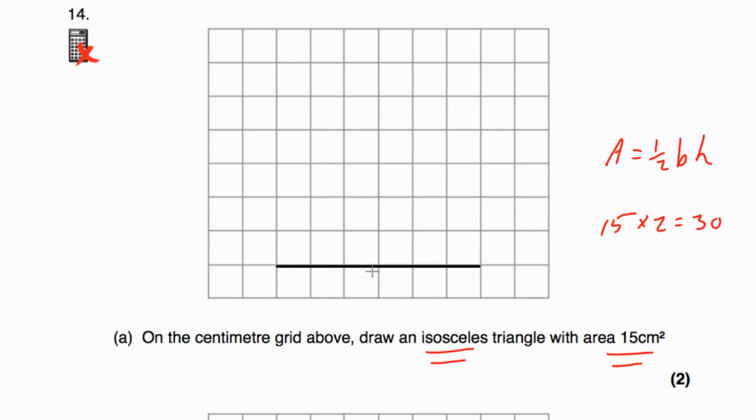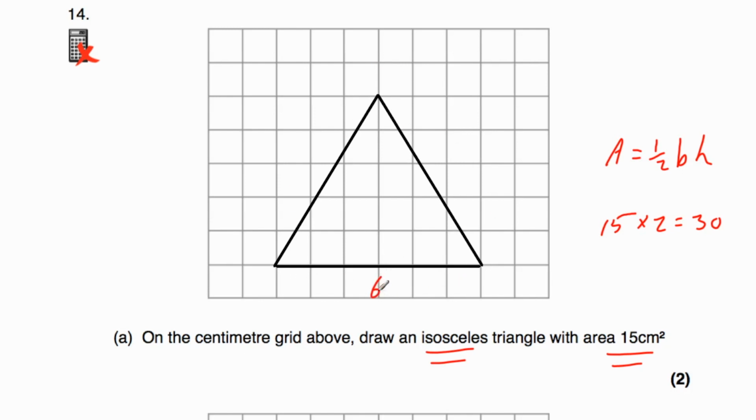And now I'm going to want a height of 5 centimetres. But it's an isosceles triangle. So I'm going to go to the middle of my base and I'm going to go up 5 centimetres. 1, 2, 3, 4, 5. So that's got a height of 5 centimetres. And then if we join that point up to the left-hand side of the base and the top point to the right-hand side of the base, that will give us an isosceles triangle.